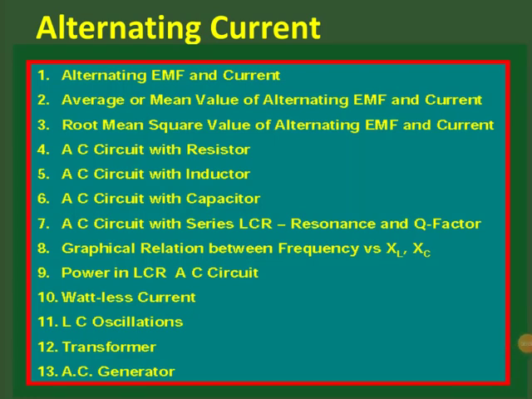Welcome to physics class on alternating current, chapter number 7 of CBSE class 12. Now let's try to see what are the points to be discussed in today's video.